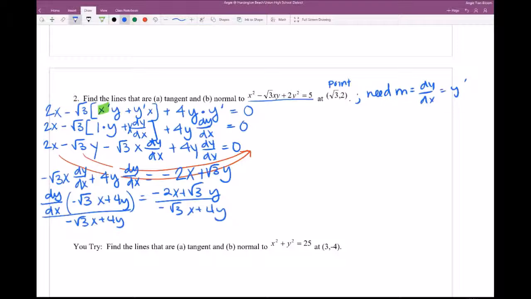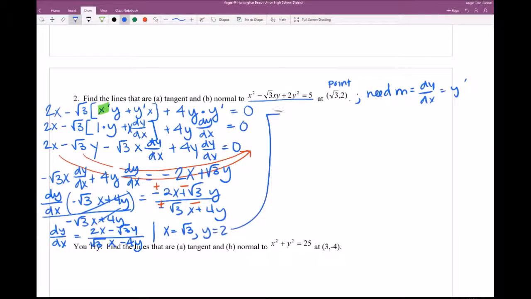Okay, so I will now have dy over dx equals... I don't like to have negative in the front, so what I'm going to do is change the sign to all of this, okay? So now I would have positive 2x minus radical 3y all over positive radical 3x minus 4y. So that is the derivative at any x, y point, okay? But for our problem, they want you to evaluate when x is radical 3 and y is 2, because it wants to find the slope at that one particular point.